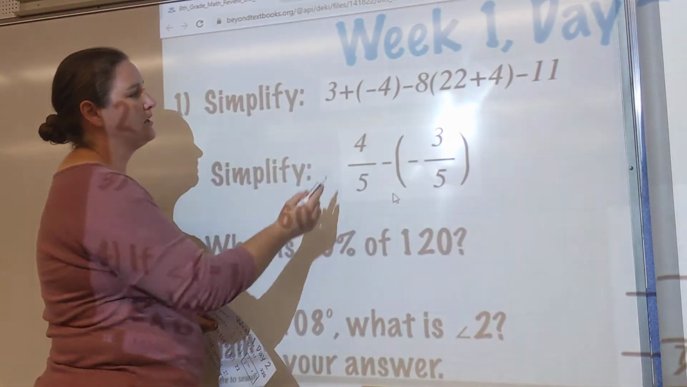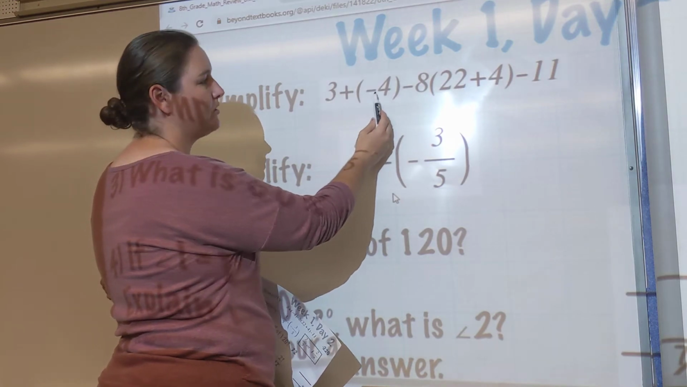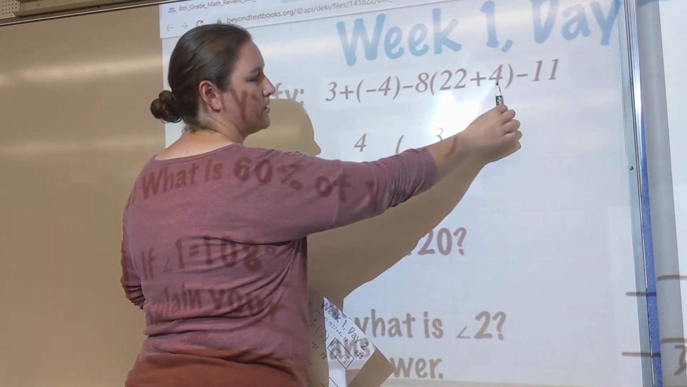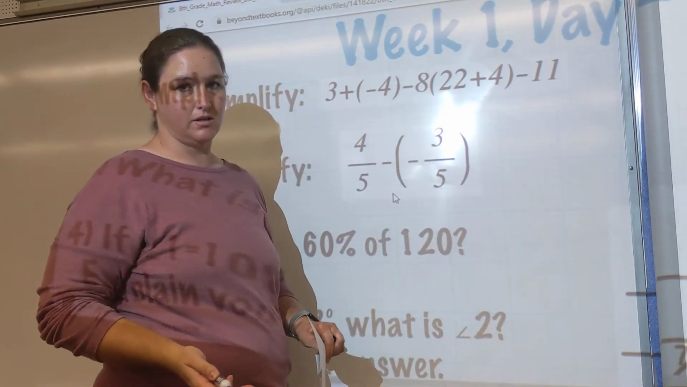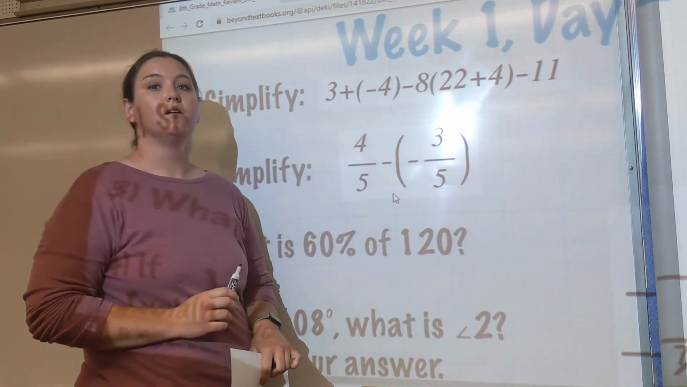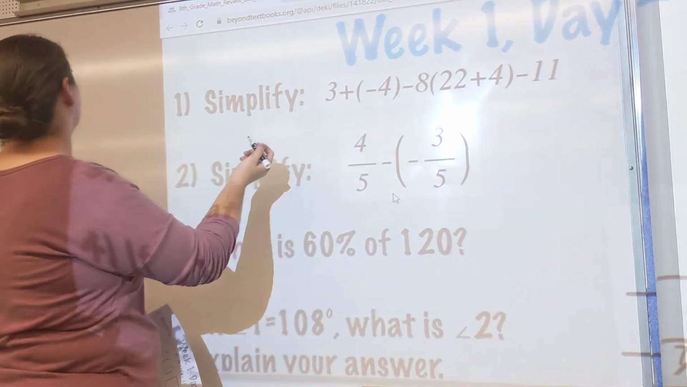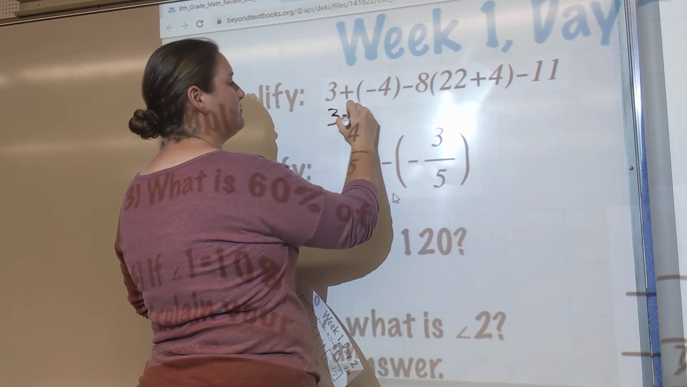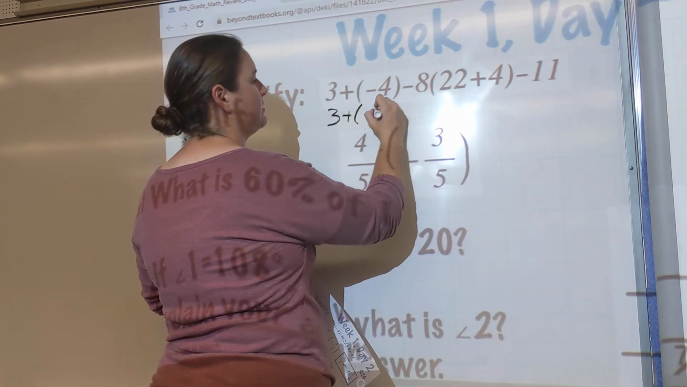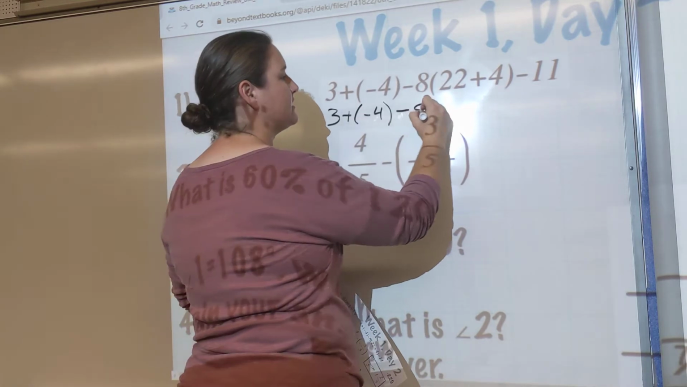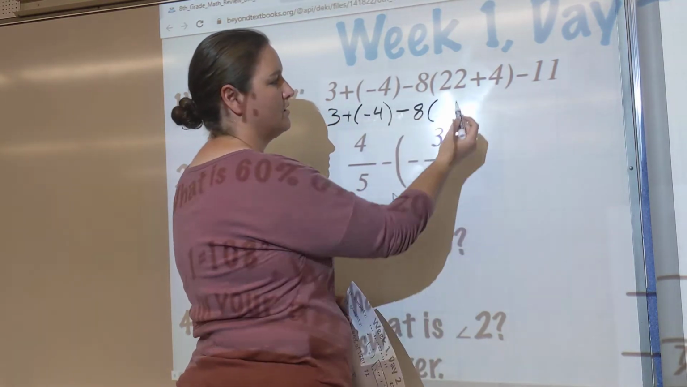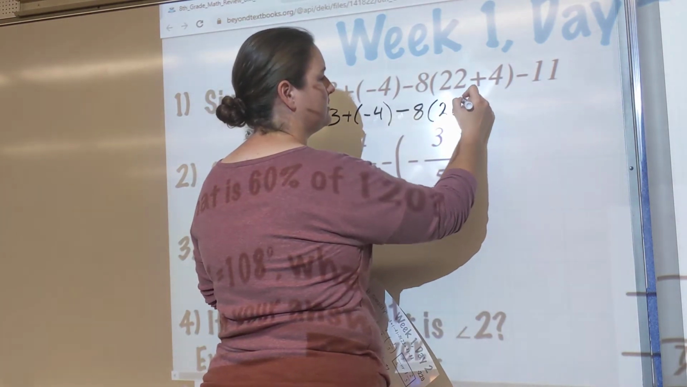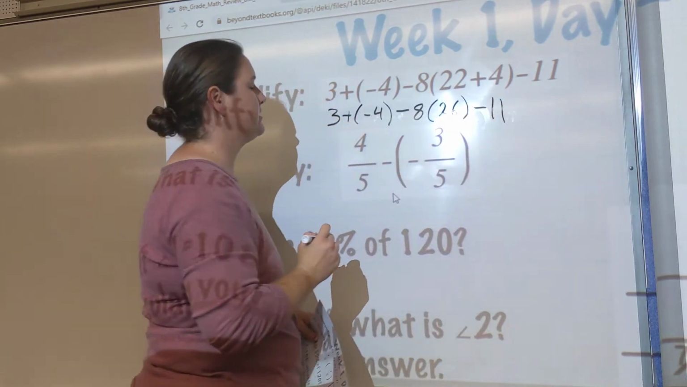All right, so number 1, 3 plus -4 minus 8 times 22 plus 4 minus 11. So where is it that we start? We start in the parentheses. So we'll just bring this down, plus -4 minus 8. Now what's inside those parentheses? 22 plus 4 equals 26. Good job, minus 11.